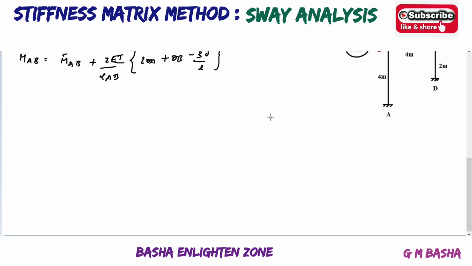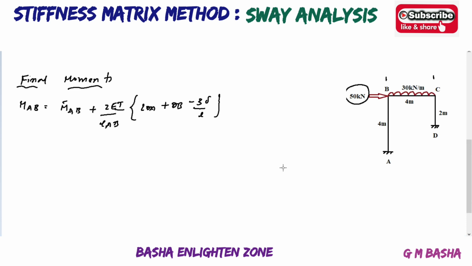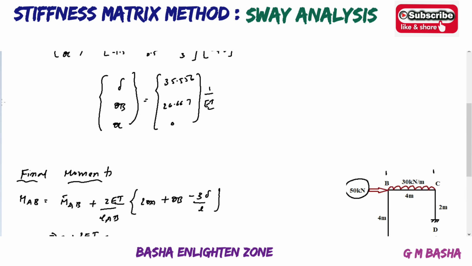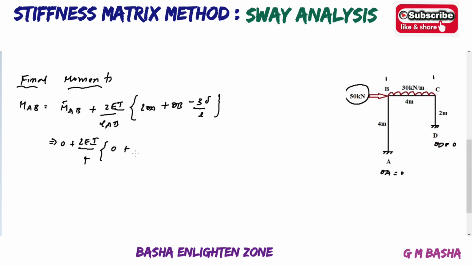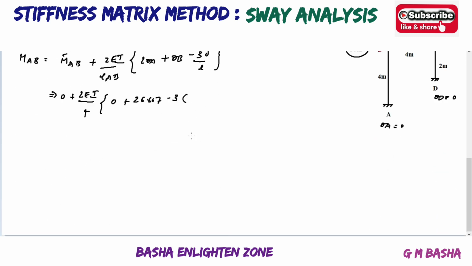So what are the values here? Your M bar AB will be equal to 0 plus 2EI by length AB, which is 4, into theta A, which will be 0 because of fixed, theta D will be 0 because of fixed. So the theta A part will be 0 plus what about theta B? Here we want theta B. So theta B will be 26.667. So take down that value 26.667 minus 3. What about the delta value? So the delta value simplified is 35.556.